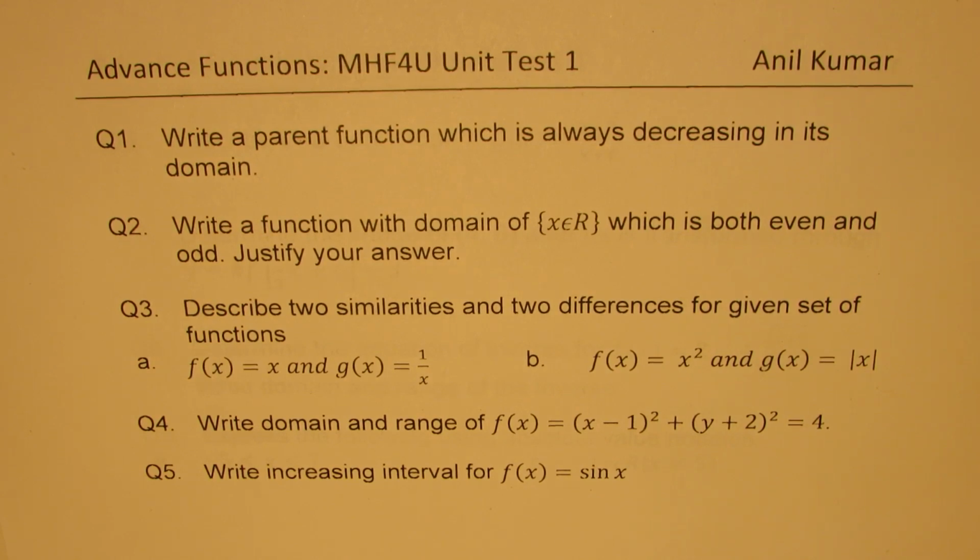Question number 3. Describe two similarities and two differences for a given set of functions. f of x equals x and g of x equals 1 over x, and f of x equals x squared and g of x is equal to absolute value of x.